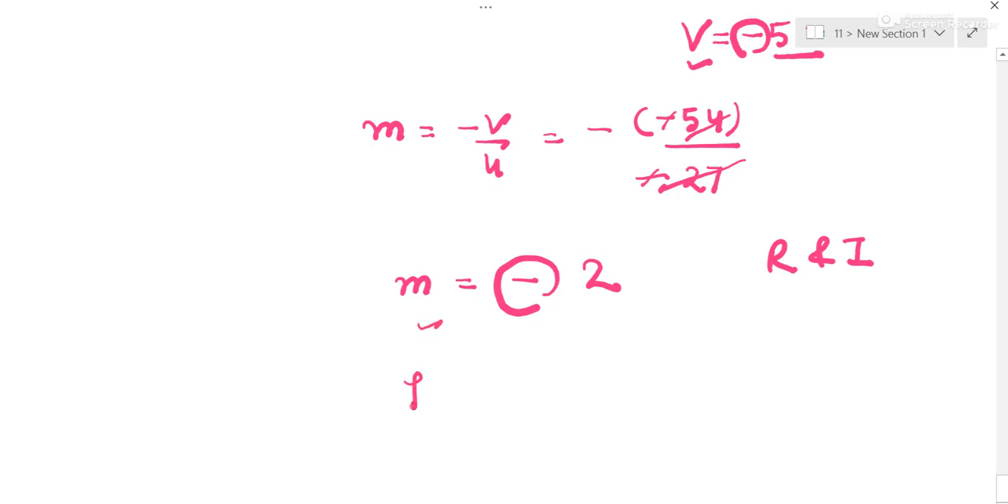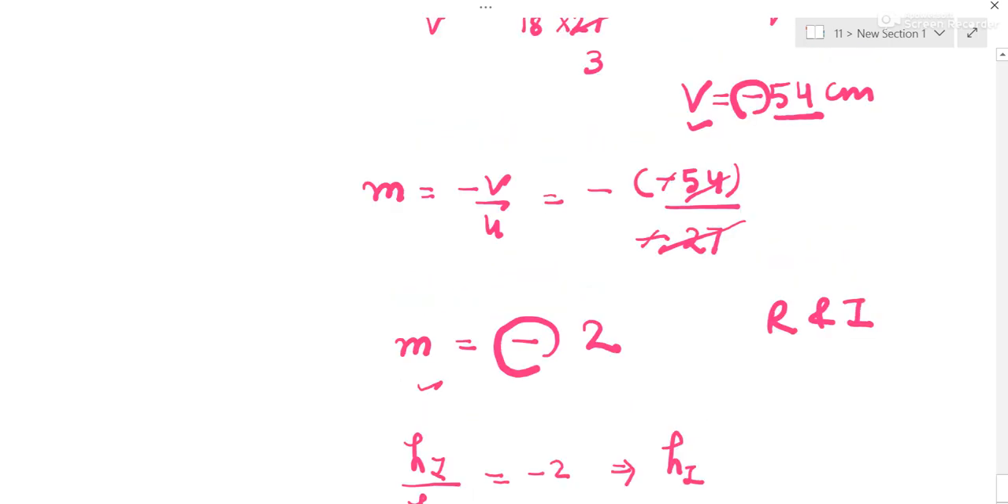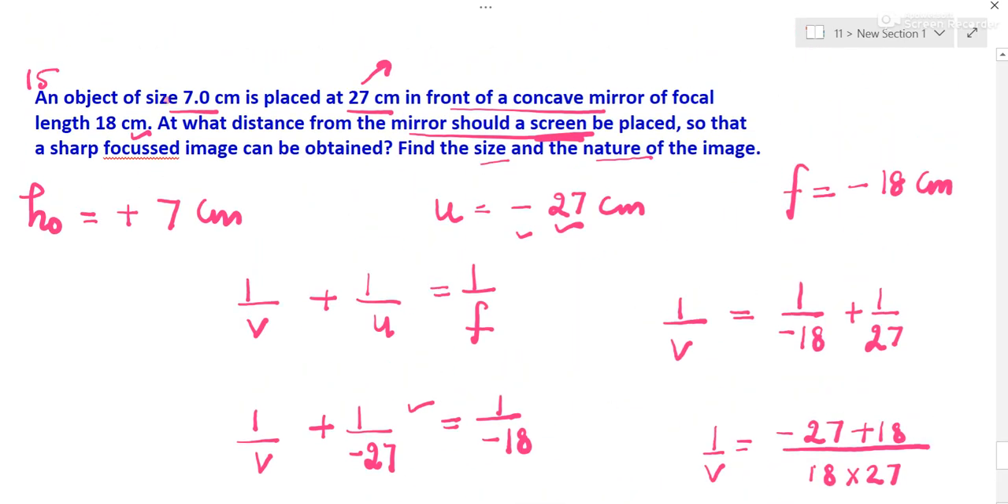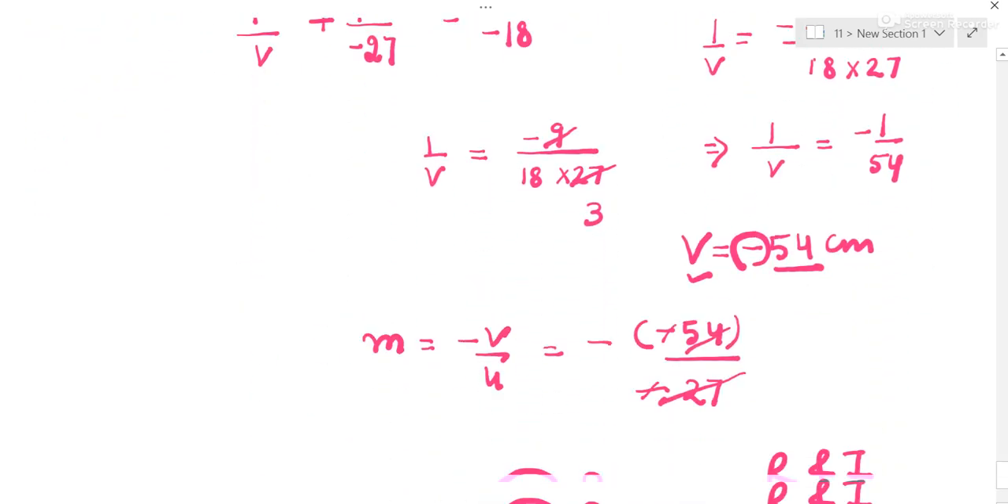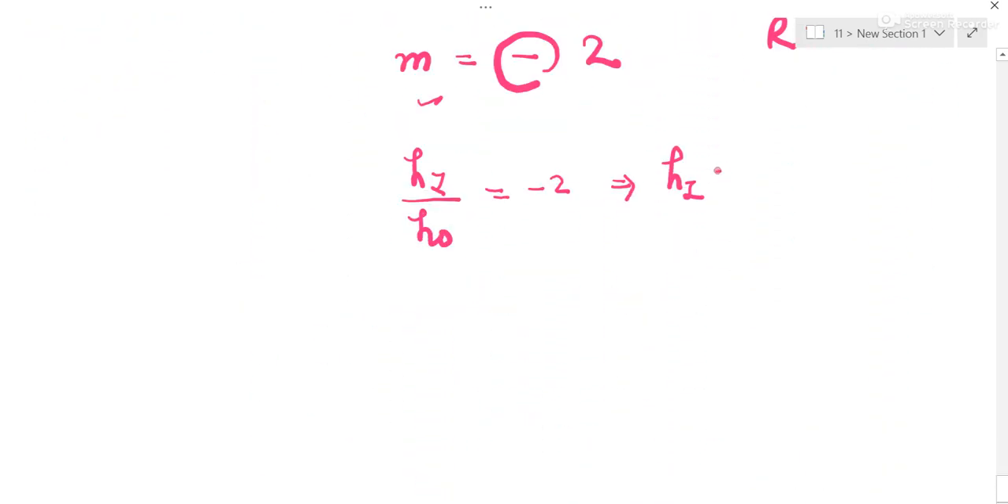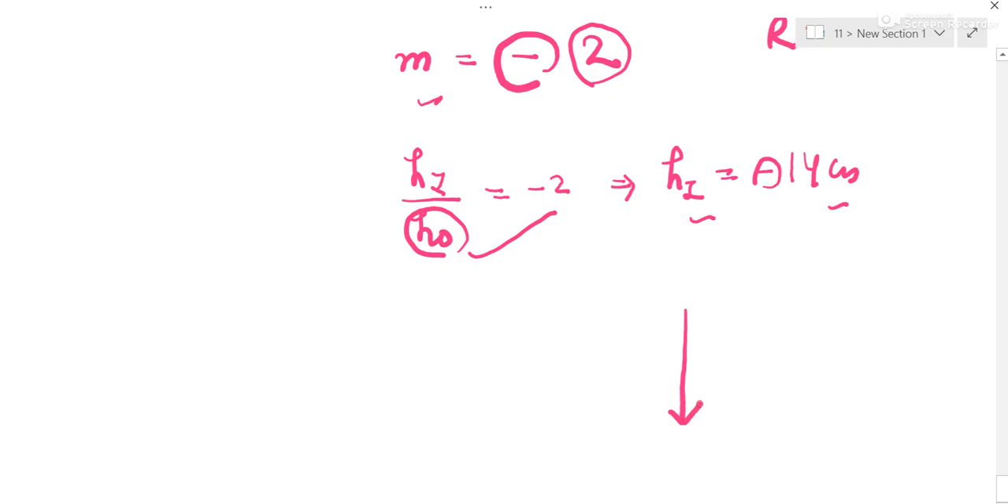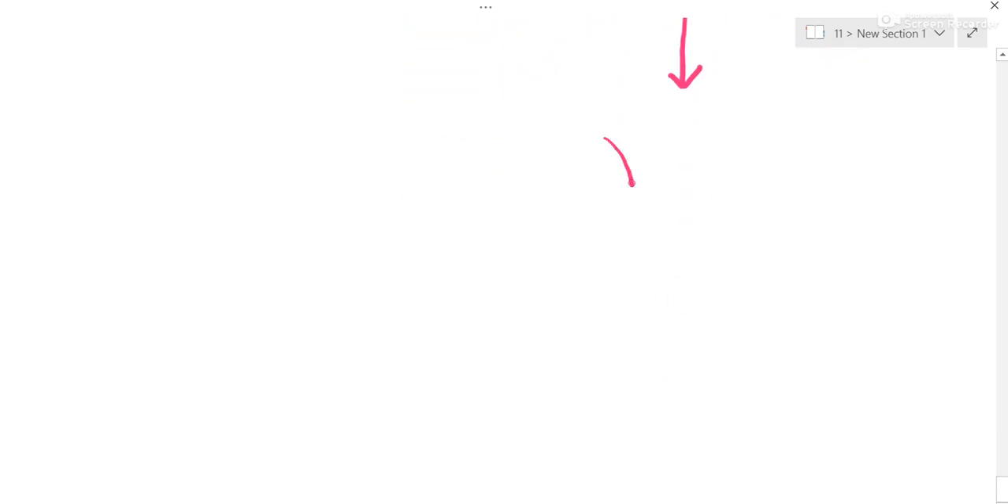And this can be written as height of image by height of object. It is -2. So height of image will come as, see, initially height of object is given as 7 centimeter. So height of image will come as 7 into -2, -14. So height of image is 14. It is double, right? It is coming negative because it is real and inverted, so it will be formed down. If you wish, you can draw a ray diagram for this.